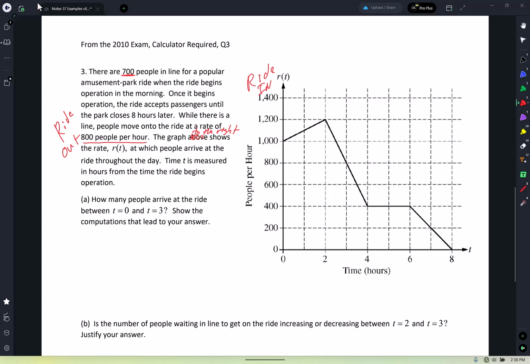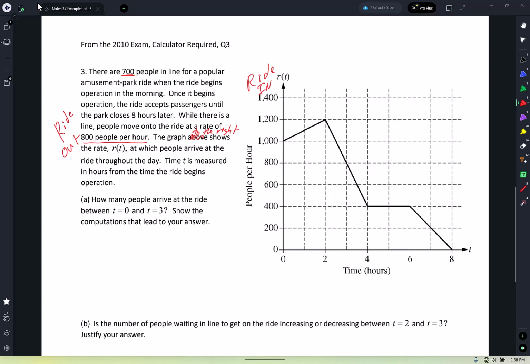Before I continue, is everyone okay? Just in case, 800 people per hour are getting on the ride. So every hour there's 800 people that are getting on. And this graph on the right is how many people are arriving at the line. Like there's a line and they're getting to the line. Cool. Okay.